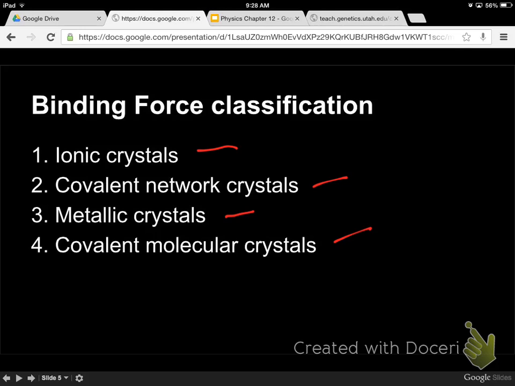Now we're going to commonly see three of these. Three of them you will be able to find at the museum, and I want you to find at least two examples of each if you can.